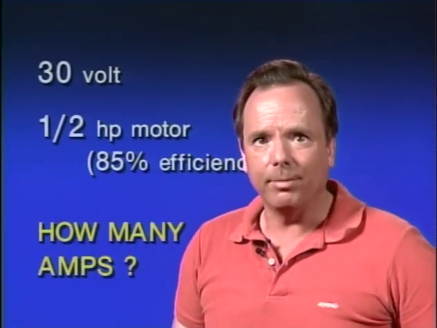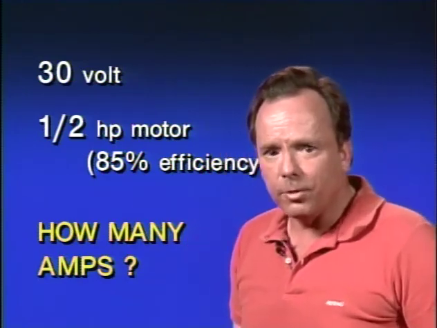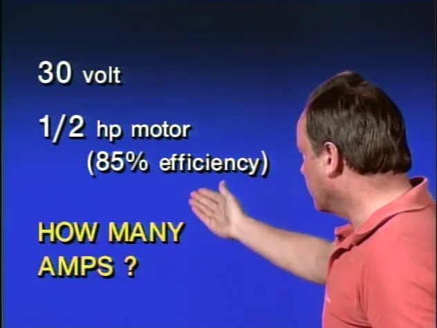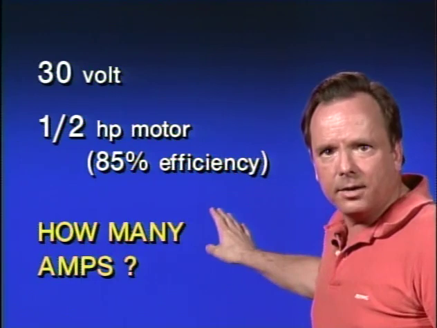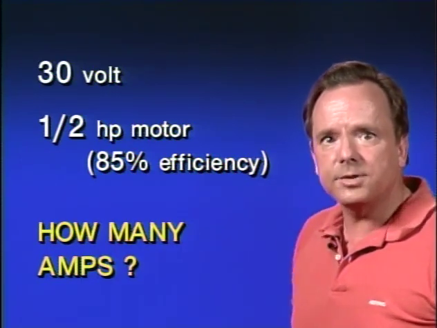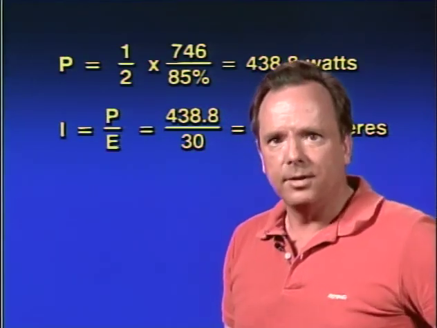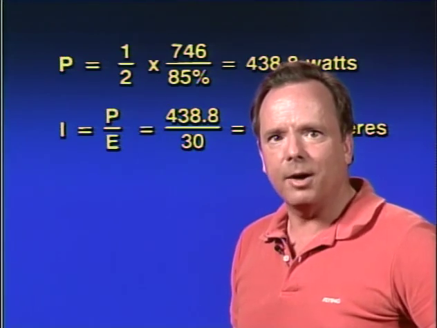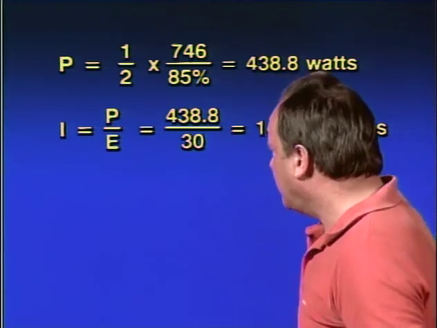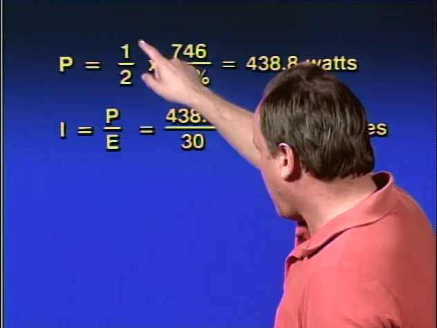Let's do another one. Let's assume that you have a 30-volt, 1/2 horsepower motor that is 85% efficiency. The question is, how many amps will it draw? Well, first of all, let's find out how many watts this motor is, and then we can figure out how many amps it is. All right, to find out how many watts, we have a 1/2 horsepower.